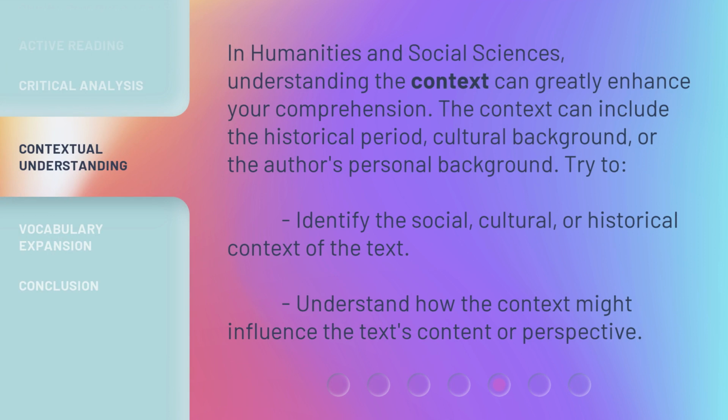In humanities and social sciences, understanding the context can greatly enhance your comprehension. The context can include the historical period, cultural background, or the author's personal background. Try to identify the social, cultural, or historical context of the text. Understand how the context might influence the text's content or perspective.